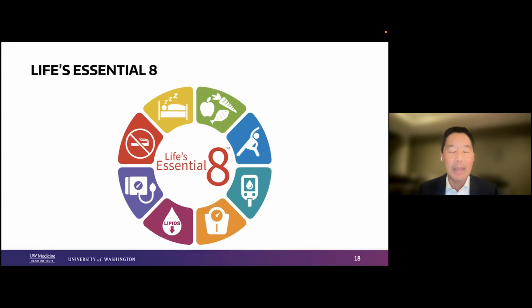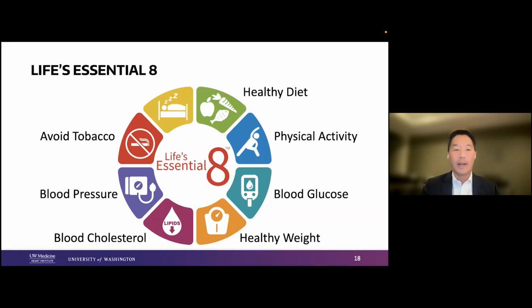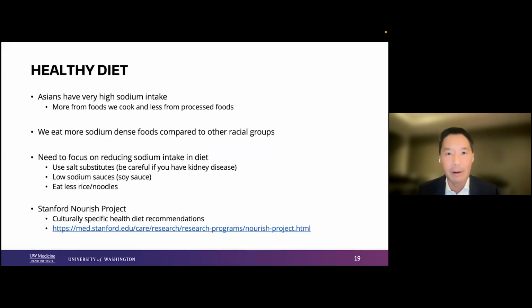So what are the risk factors that we need to pay attention to? So the Life's Essential 8 is a product of the American Heart Association, and this update just came out last year. And so there are 8 specific factors that we know contribute to our overall optimal heart health. So we will review these individually. So healthy diet, physical activity, blood glucose level to monitor for pre-diabetes or diabetes, healthy weight, blood cholesterol, blood pressure, avoidance of tobacco products, and then finally, the newest thing that was added was healthy sleep. So in the past, there were 7 specific healthy lifestyle interventions, and now healthy sleep was just added this past year. So let's talk about our Asian diet.